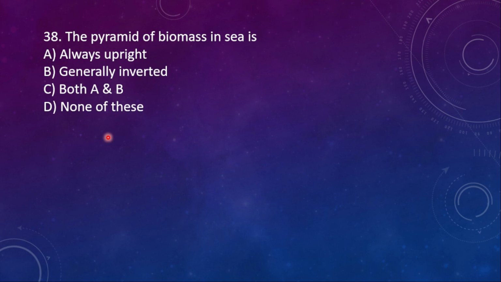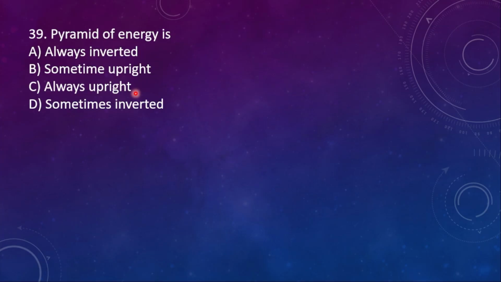38. The pyramid of biomass is A. Always upright, B. Generally inverted, C. Both A and B, and then D. None of this. Here the right option is option B. Generally inverted. Next question, 39. Pyramid of energy is always inverted, sometimes upright, always upright, sometimes inverted. So here the right option is option C.